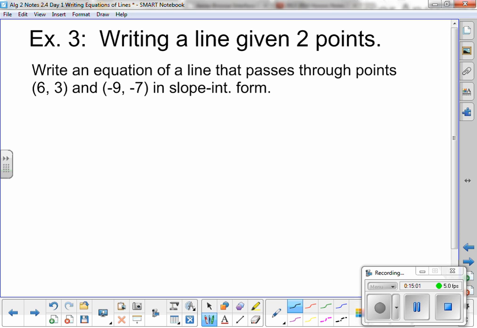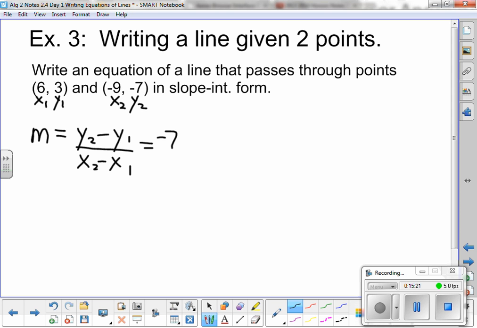So what we're going to do is use the slope formula. m equals y2 minus y1 over x2 minus x1. And remember, this is your first x, y point, and this is your second x, y point. Since this is your first one, you put little 1s there, and this is your second one, put 2s. Now we just plug in negative 7 minus 3 over negative 9 minus 6. This will be negative 10 over negative 15. When you simplify that, that will be positive 2/3. So that is your slope. 2/3 is your slope.